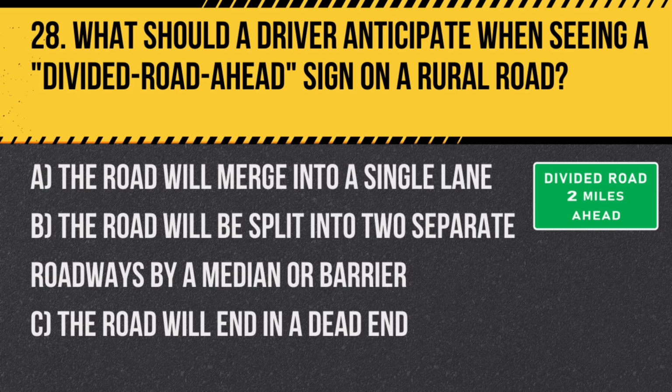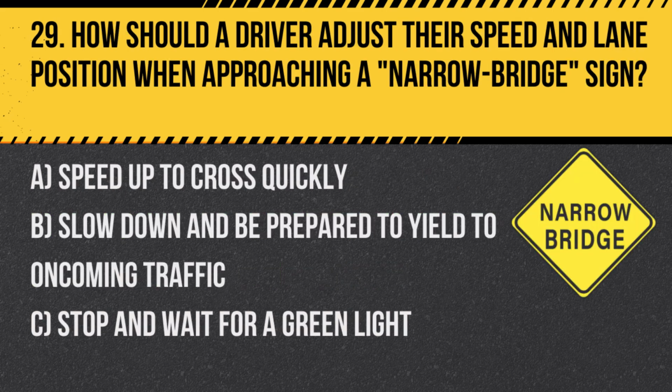Answer. B. The road will be split into two separate roadways by a median or barrier. This sign indicates a divided highway ahead. Question 29. How should a driver adjust their speed and lane position when approaching a narrow bridge sign?